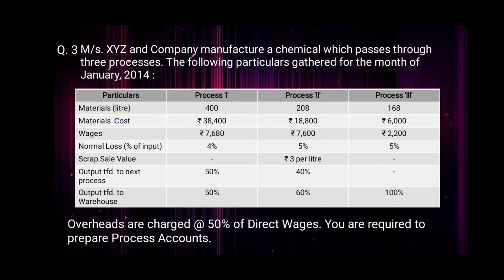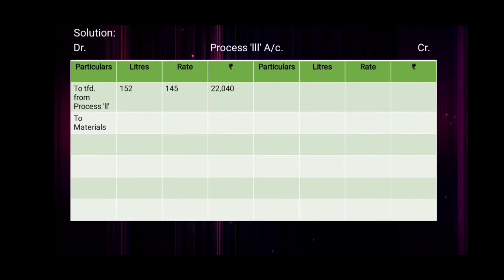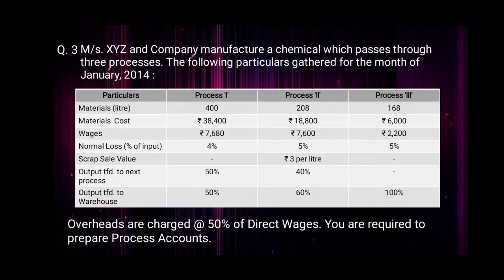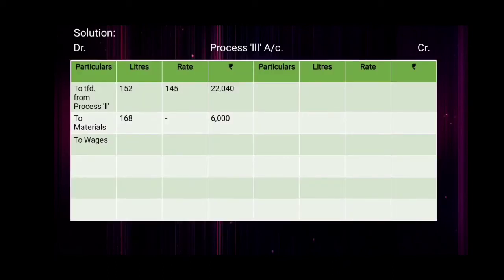Next, material in liters for process 3 is 168 and the material cost for process 3 is 6,000. To materials, 168 liters at the amount of 6,000. Next, wages for process 3 account amount is given as 2,200. So we'll record it to wages. Amount will be 2,200.